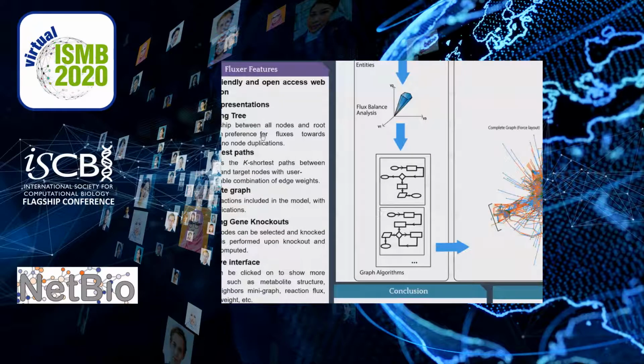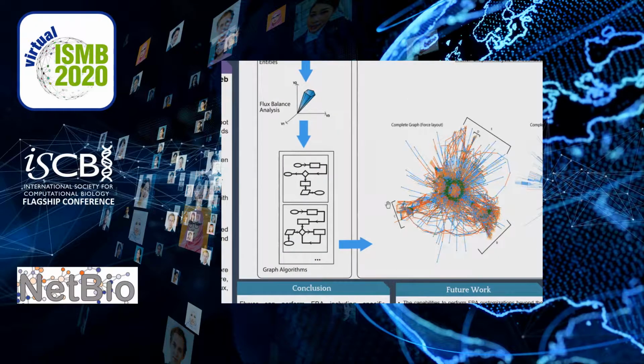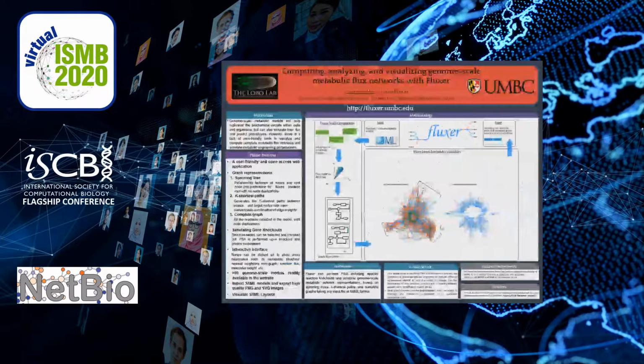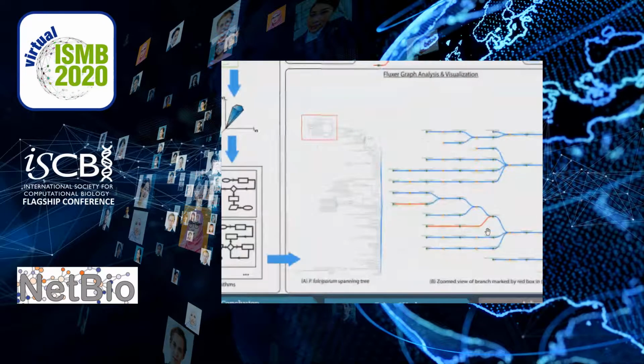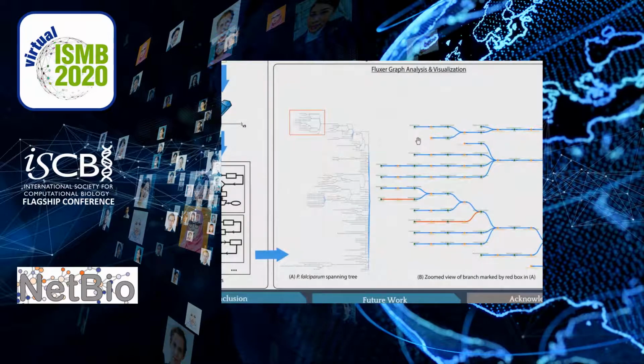There are three major graph representations that Fluxer generates. These are the spanning tree, the k-shortest paths, and the complete graph. Each of these graphs is a bipartite representation with the green nodes representing reactions and the yellow nodes representing metabolites. The edges on these graphs indicate the direction of flux either towards or away from the root node. In the case of the spanning tree and the complete graph, the color of the edge also indicates whether flux is moving towards the root node or away from it.